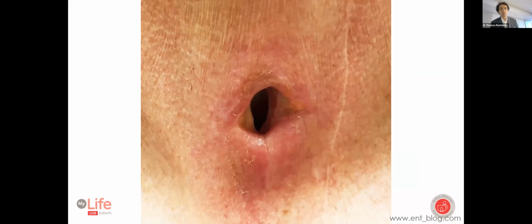Here we see a stoma with acute irritation and some scaling. Here, a hydrocolloid would be a good and appropriate base plate to cover and to heal the skin.